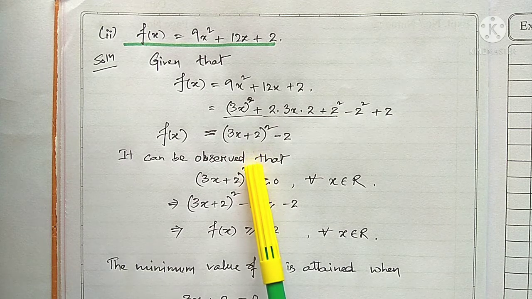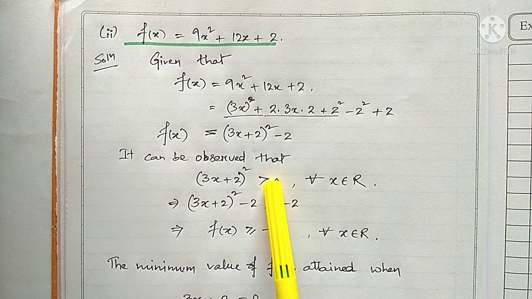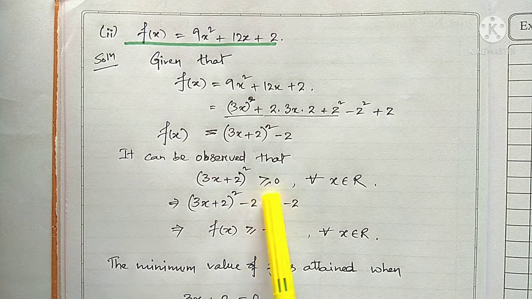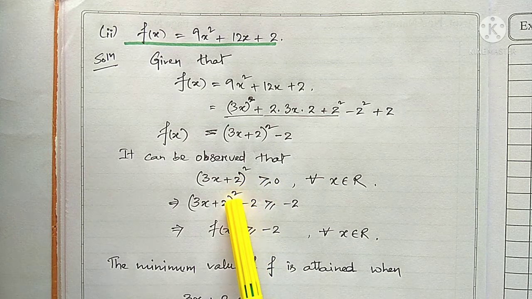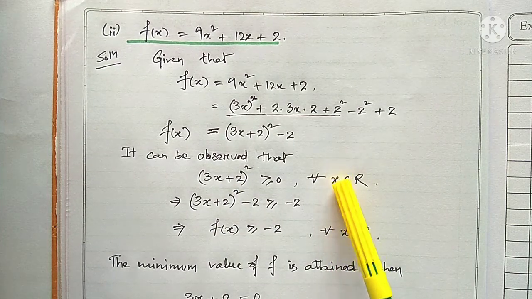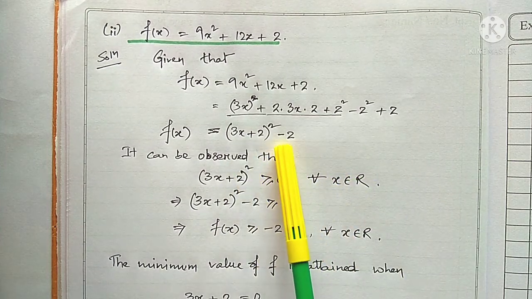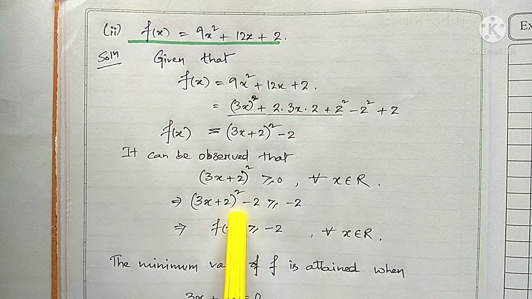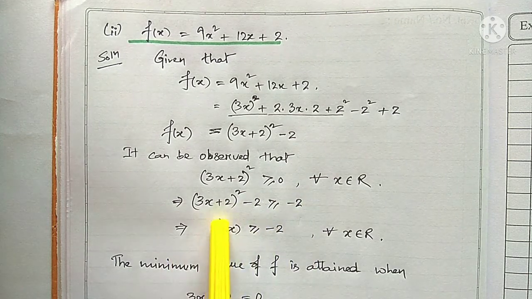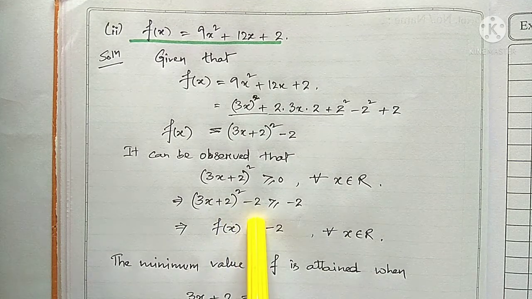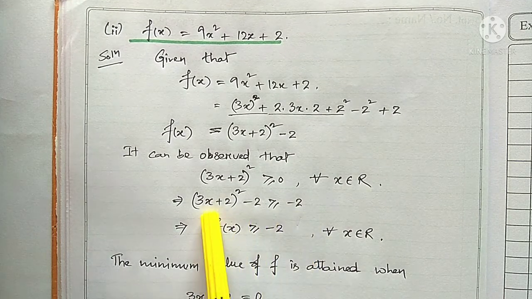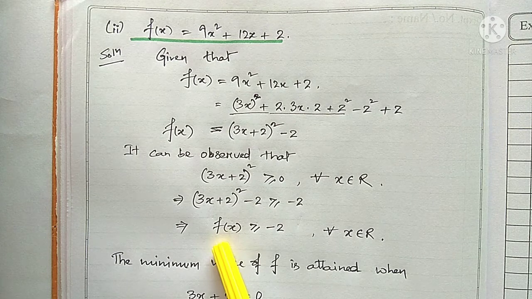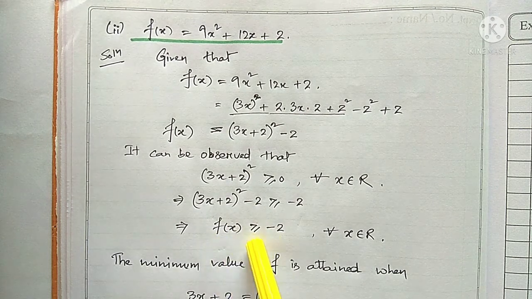Is it clear? So now here it can be observed that it is the same as the first one. So this (3x plus 2) whole square is always greater than or equal to 0 because it is in whole square form. So here x is a real number. So what we need in this function is minus 2. So that's why adding minus 2 on both sides, we get (3x plus 2) whole square minus 2 greater than or equal to minus 2. So in place of this (3x plus 2) whole square minus 2, we can write f(x), as you see here. So f(x) is greater than or equal to minus 2.